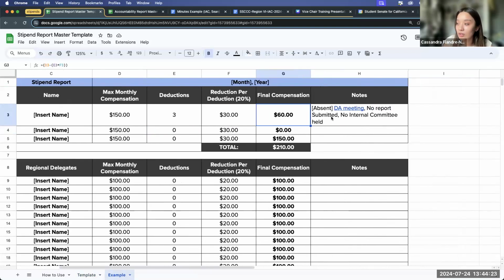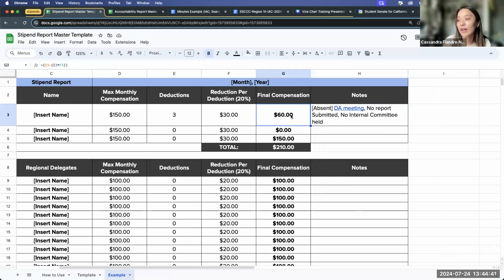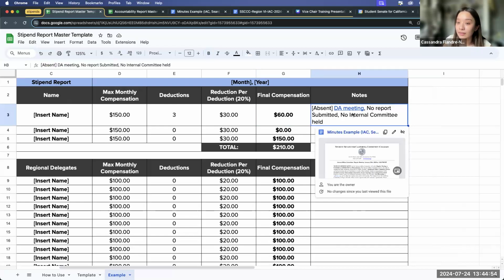However, I would like everyone to take note in here. When there is a deduction, say someone is absent from a delegate assembly. So the vice chair here was indicated as being absent from a delegate assembly. Instead of just putting absent delegate assembly, you should link the meeting minutes from that meeting of which they were absent. So that say the vice chair, when you're reviewing the stipend reports, is like, oh, I don't think I was absent for this meeting. Instead of going through that back and forth of communication of talking to you, figuring out the problem, they'll be able to click on the meeting minutes and see that in the minutes they were reflected as absent. So that's why it's really important to make sure you link that in here.